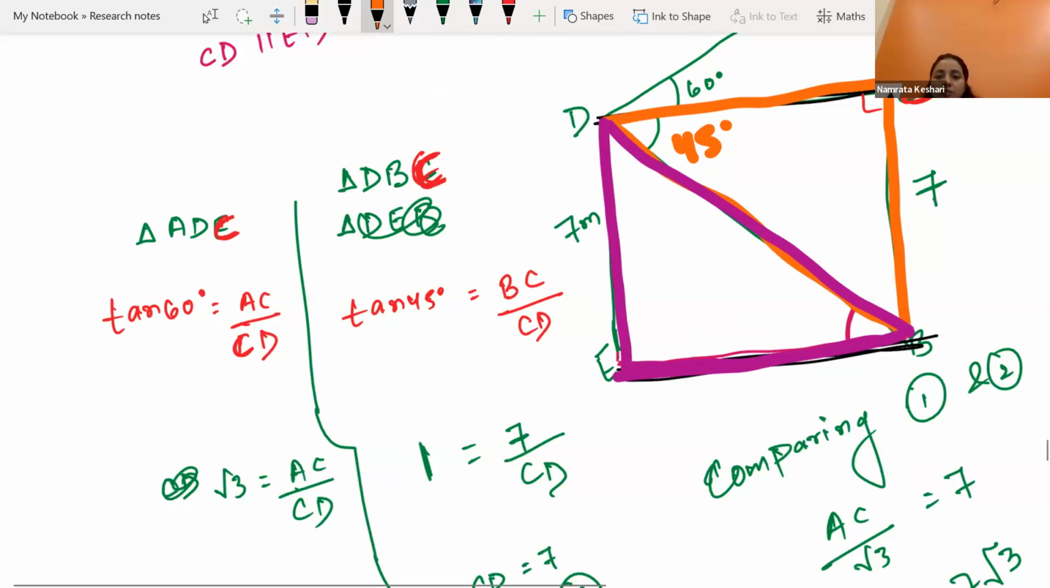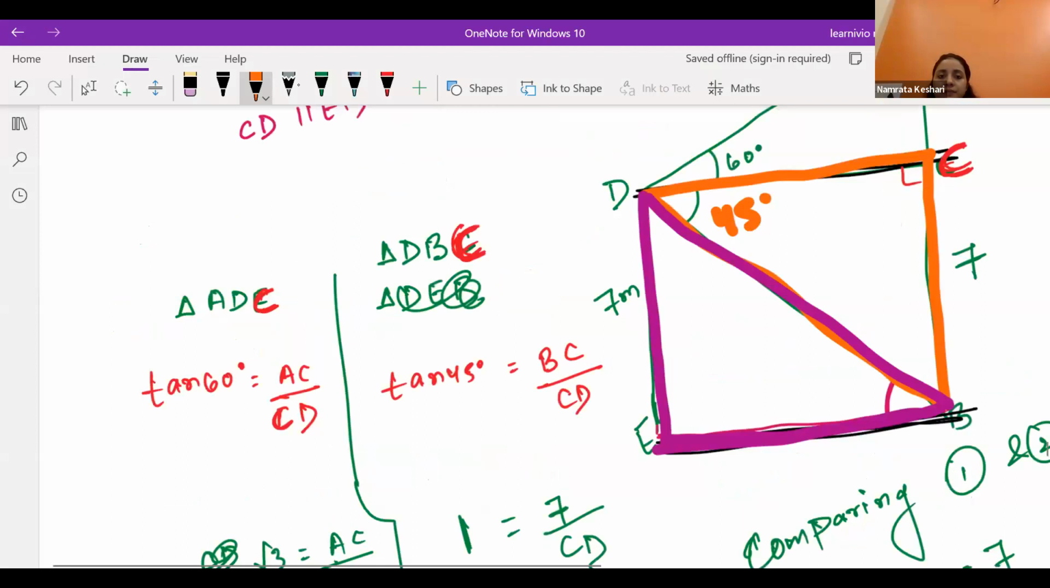Any confusion? No. One by one. Aisha, is it clear? Abdul? Yes, ma'am. Afnan? Yes, ma'am. Aisha, please turn on your camera. Abdul, please turn on your camera.